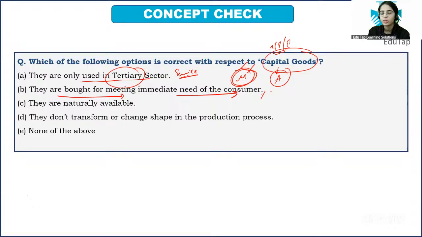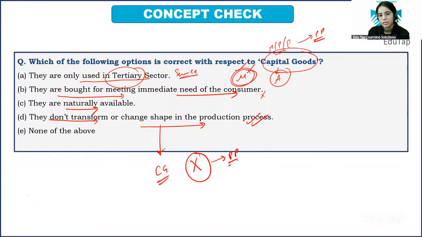They are bought for meeting the immediate need of consumers. No, capital goods are machinery, tools, equipment that are used in the production process, so they are not used by consumers. They are naturally available? No, capital goods are not naturally available. The machinery, tools, and equipment are built by man. They don't transform or change shape in the production process. So this is correct. Capital goods don't transform or change their shape in producing another good. Okay. Got it?